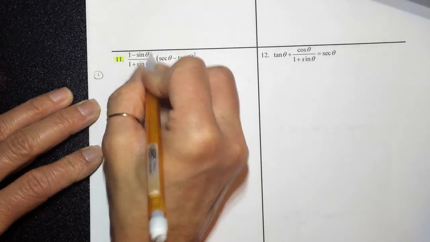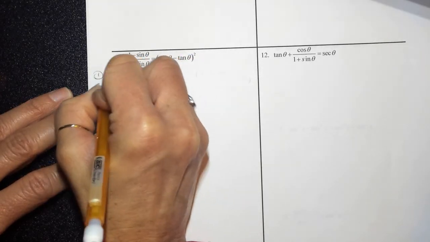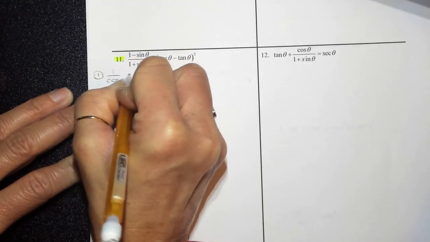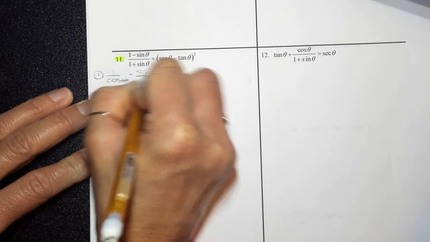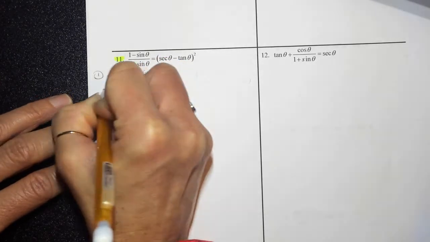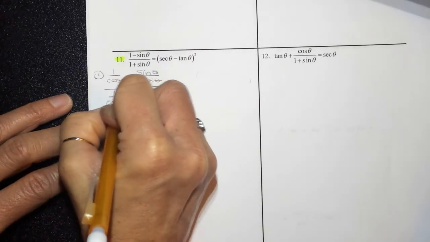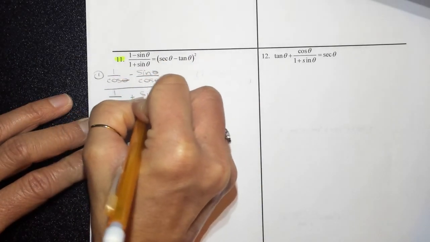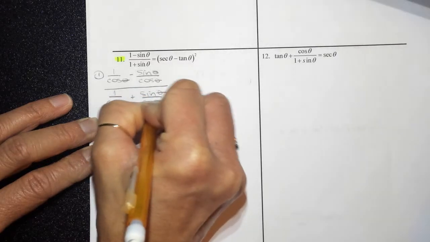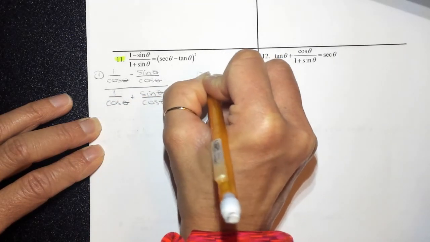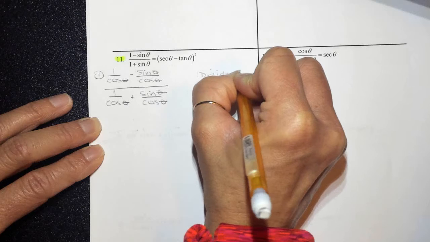What we're going to do is divide everything by cosine. So this is 1 over the cosine of theta minus sine over cosine. And because we're doing this to everything, it's equal. Okay, so we're going to divide by cosine theta.